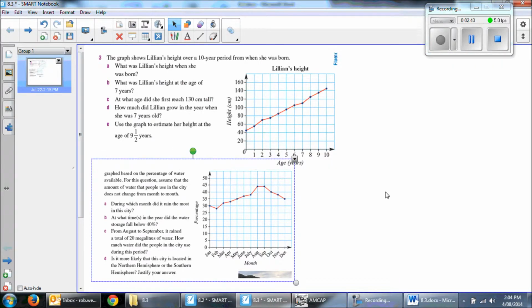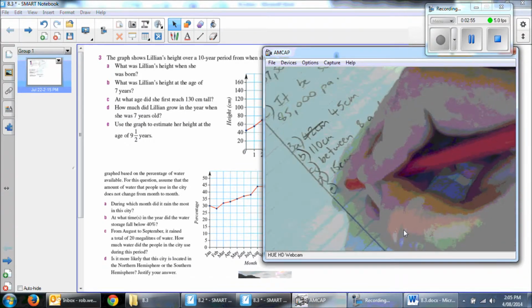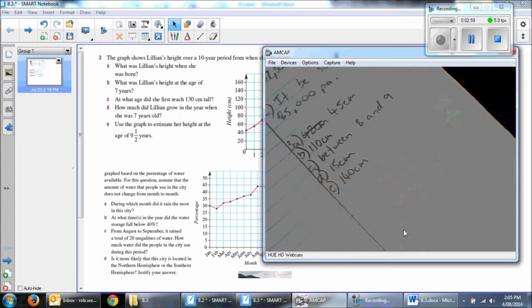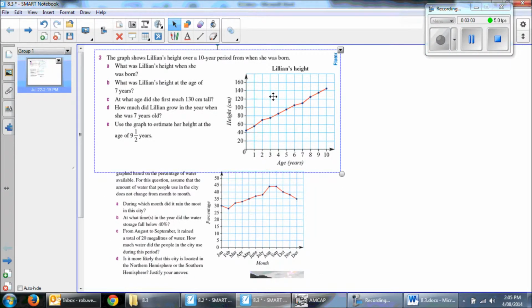Use the graph to estimate her height at the age of 9.5 years. So 9.5, I reckon that's about 9.5 there. I would say 140 centimetres. Very good. Let's get rid of that one now.